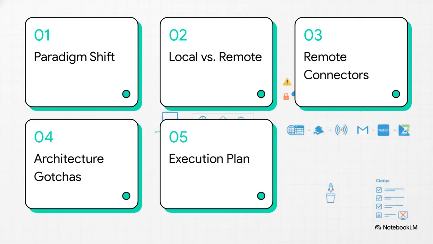So, here is our playbook for today. We'll start with the automation paradigm shift, then compare local versus remote routines, dive into remote routines with connectors, cover the critical architecture gotchas you need to watch out for, and wrap up with a practical execution plan.